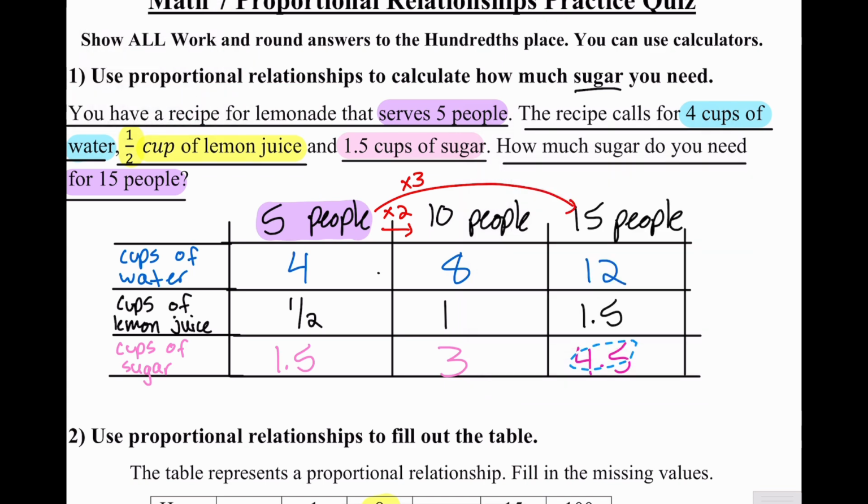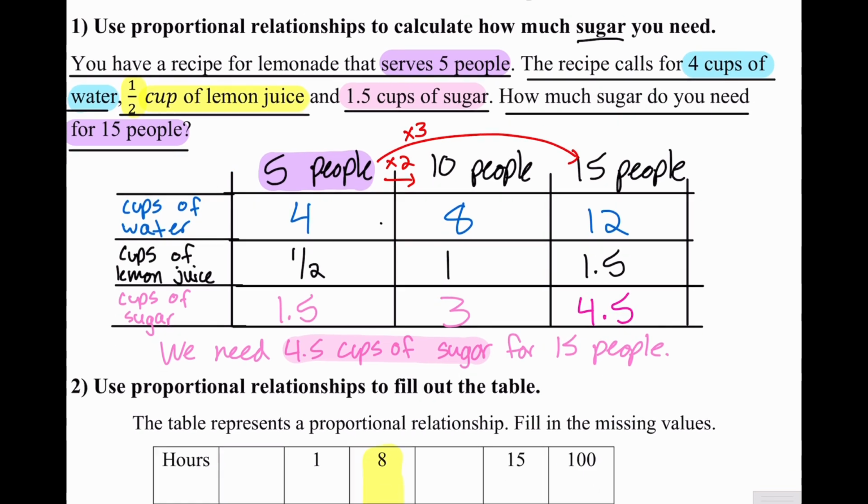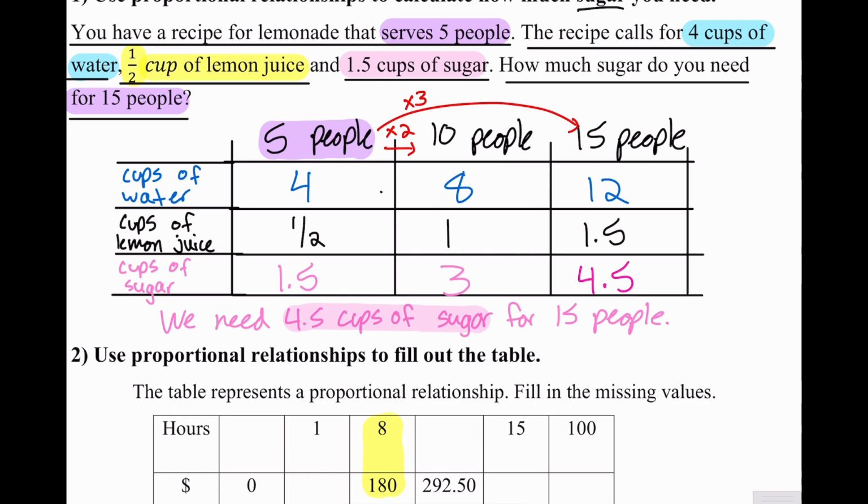And we're going to want to make that into a sentence. So we would write, we need 4.5 cups of sugar for 15 people. Now, if you don't want to write all of that, the minimum that you need to write is 4.5 cups of sugar. That would be the minimum because we have the amount of cups, we have the units, or cups of sugar. So yeah, that would be the minimum, but I would love a sentence.